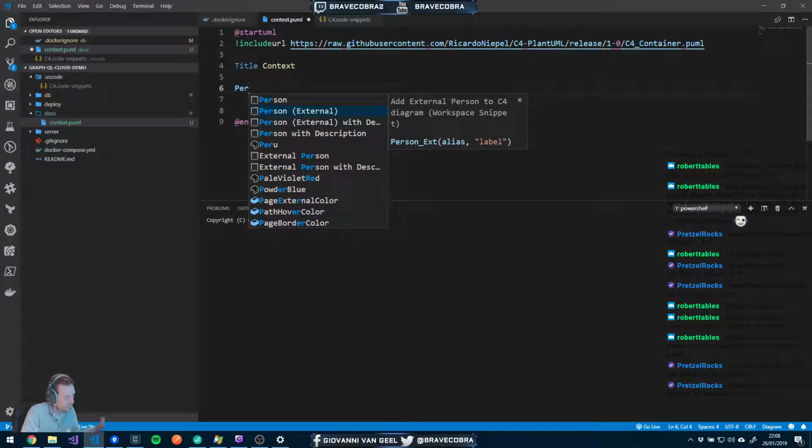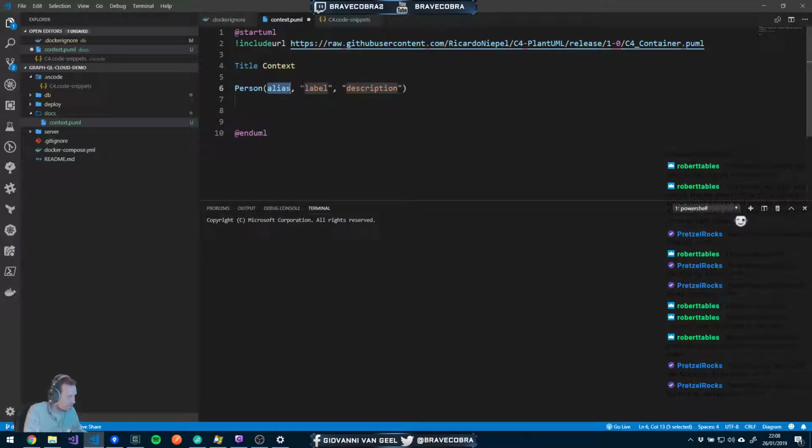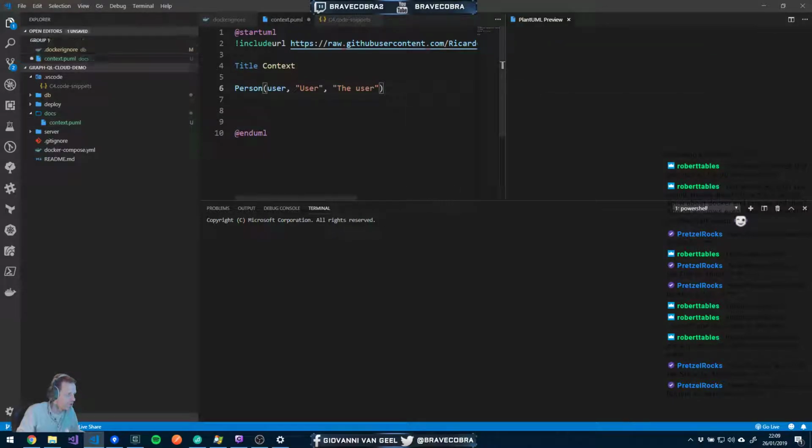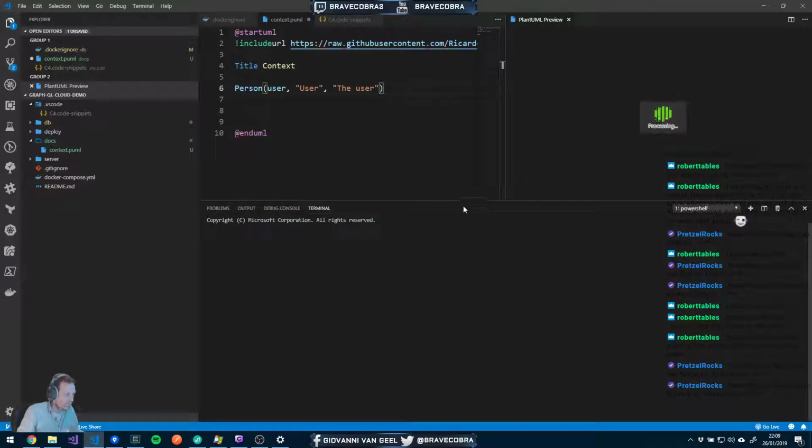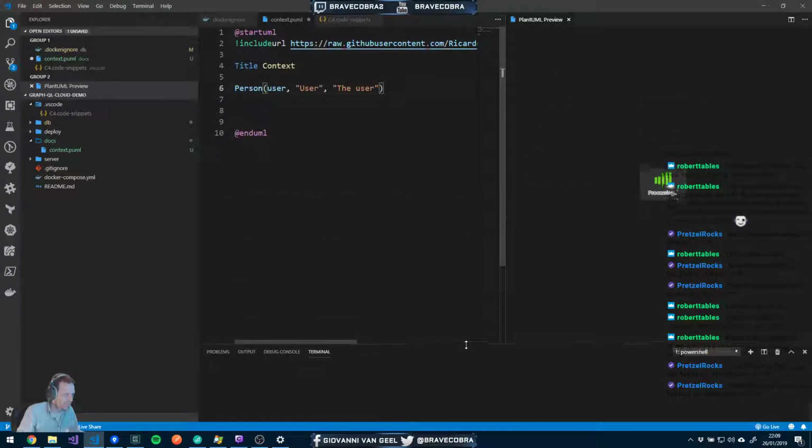You can have a person, external person, one with a description. Let's just go now for the person with a description. We call it the user. So this is the anchor tag that PlantUML is using internally. This one is going to be the description on the label, and this is going to be the title on the little box, and then you can add a description to the user. Now, if we were to preview that one, ramp this one down, we get something like this, right?